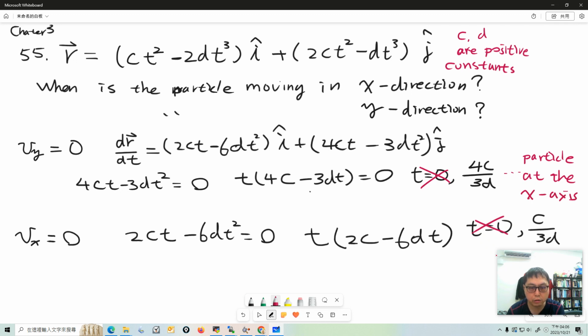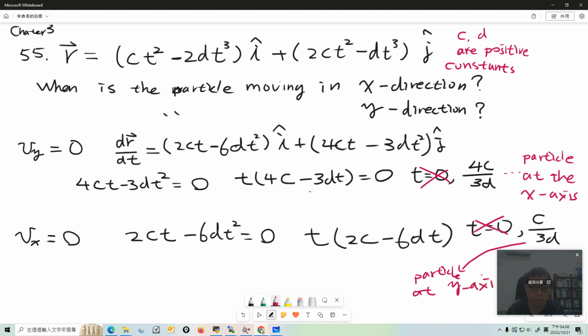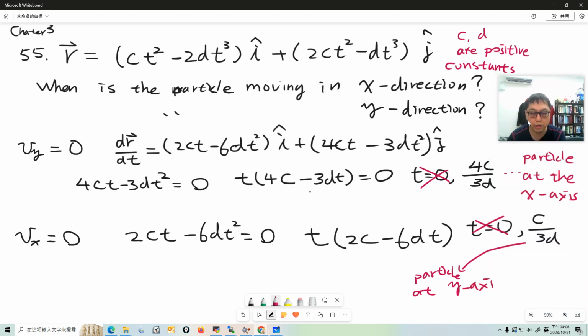Okay, and this one is the particle at y axis. But that doesn't mean this particle is moving in the x or y direction. These two answers just indicate that the particle is at the x-axis or on the y-axis. It doesn't indicate anything about its moving in the x direction or y direction. Okay, let's do a further analysis.